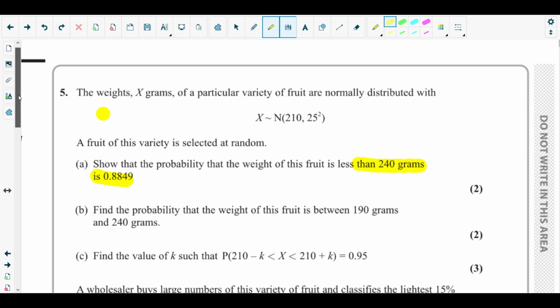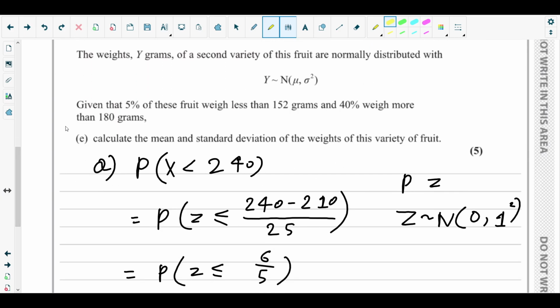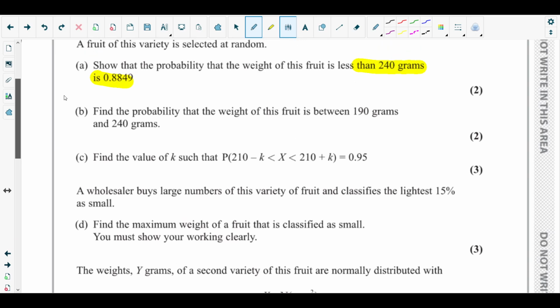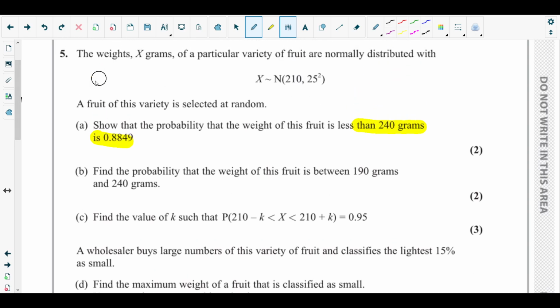So we got 0.8849. Done. Next, this is part B.